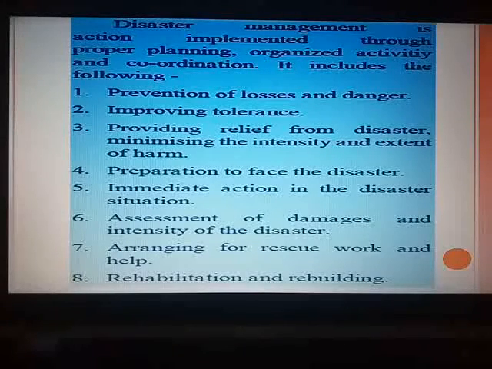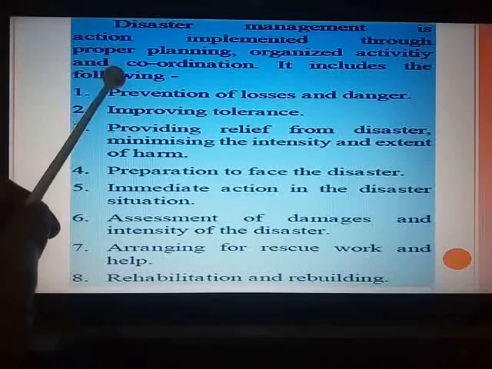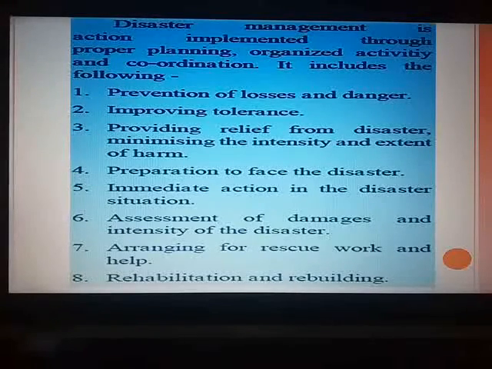To improve their tolerance level is the next step. Providing relief from the disaster, minimizing the intensity and the extent of harm. Again related to your first point only, immediate relief from the disaster is the main step here. Preparation to face the disaster. The preparation of this management team to face the disaster.